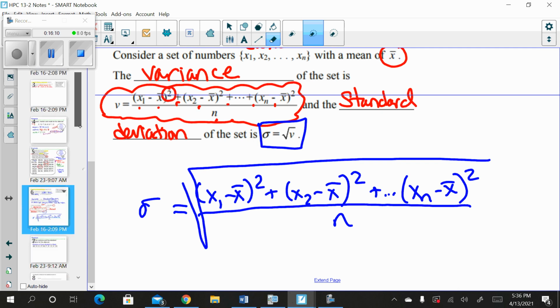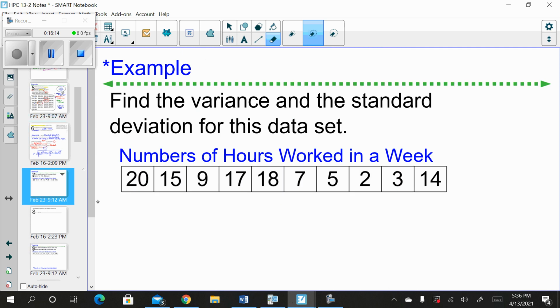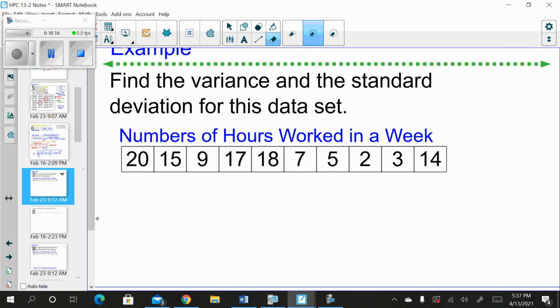So we're going to walk through a data set and do this by hand and make sure that we're okay in doing that calculation. We're going to look at the number of hours worked in a week. We're not going to do a huge data set here, but this is a set of students. How many hours on average did you work per week? We're going to try to figure out the variance and the standard deviation.